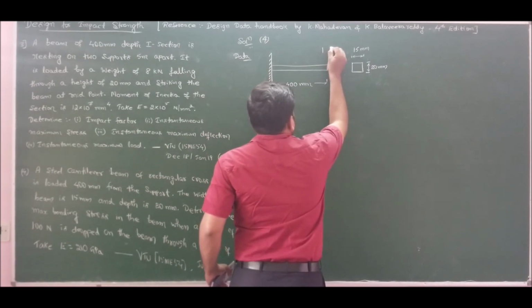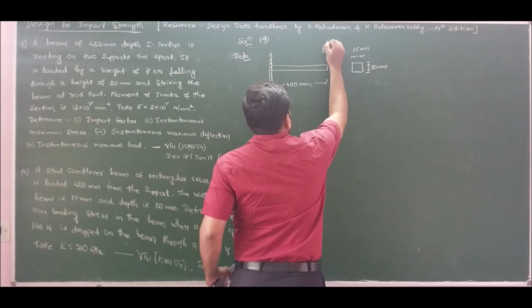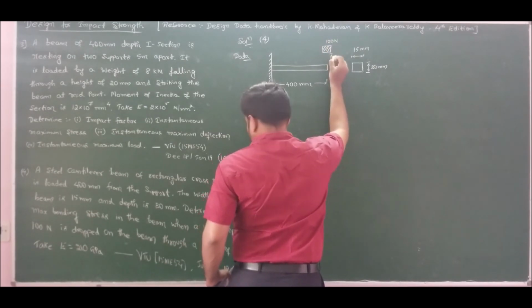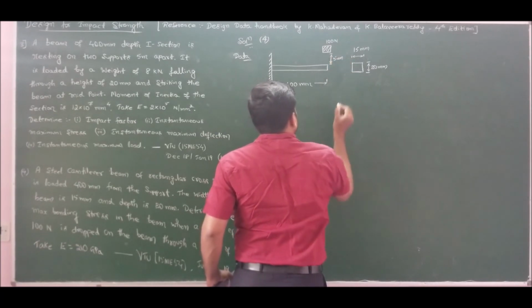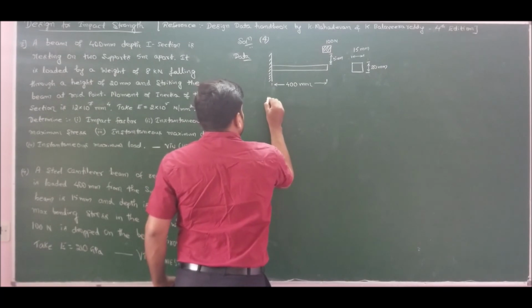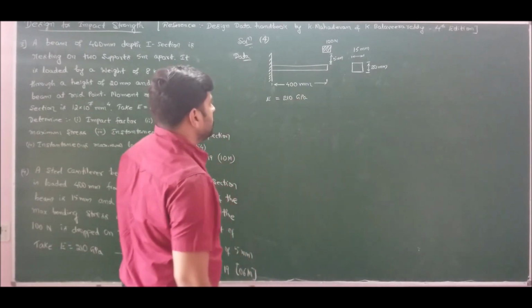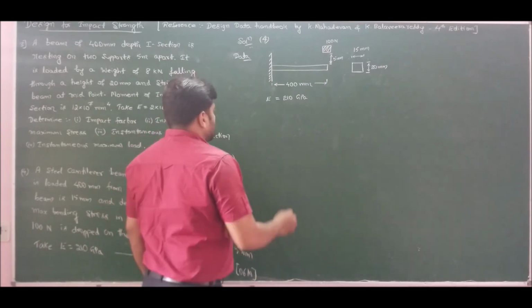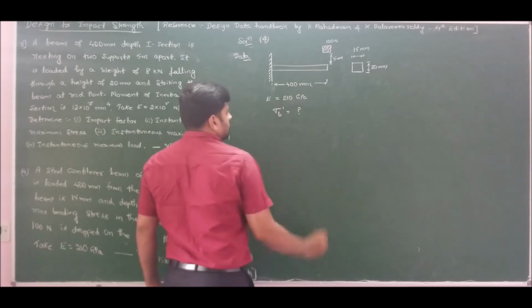So weight of 100 Newton is dropped from a height of 5 millimeters. Take Young's modulus as 210 GPa. And he is asking us to calculate the value of instantaneous maximum bending stress, sigma B dash.